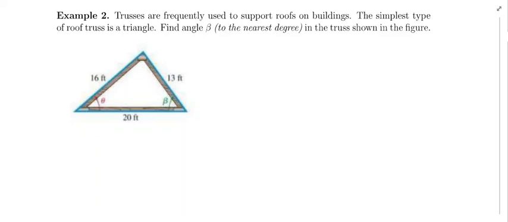Example 2. Trusses are frequently used to support roofs on buildings. The simplest type of roof truss is a triangle. Find angle beta to the nearest degree in the truss shown in the figure. All right, so it's good news that we have an illustration provided for us.